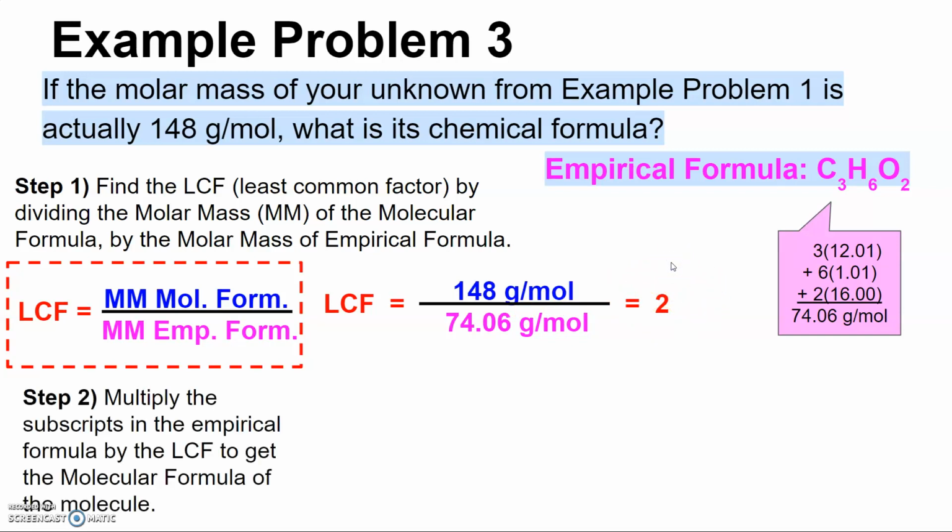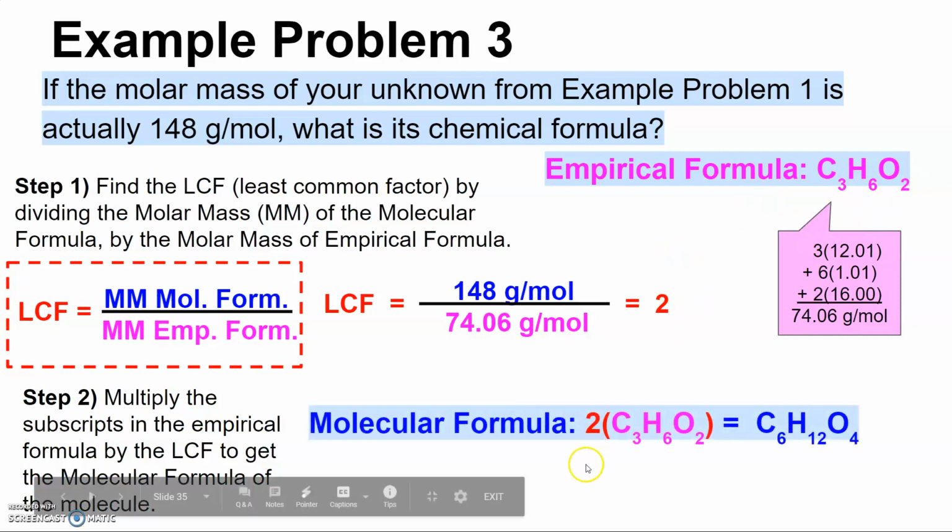Now the last step is to multiply the subscripts in the empirical formula by the least common factor to get the molecular formula of the molecule. That sounds like a bunch of words, but simply, I'm going to take this 2 that I got here and multiply all the subscripts in the empirical formula by that 2 to get the molecular formula. This is what my work looks like. I just distribute that 2 to all of those subscripts. So 2 times 3 will give me 6 carbons, 2 times 6 will give me 12 hydrogens, and 2 times 2 will give me 4 oxygens. And that's my molecular formula now.